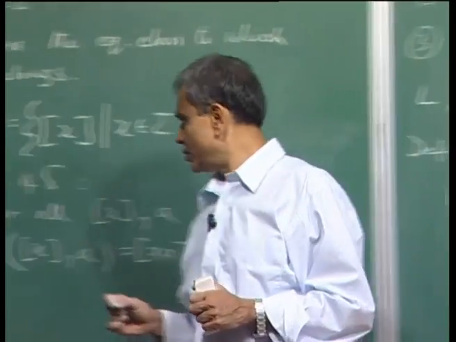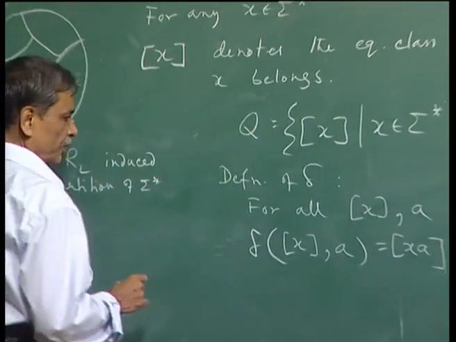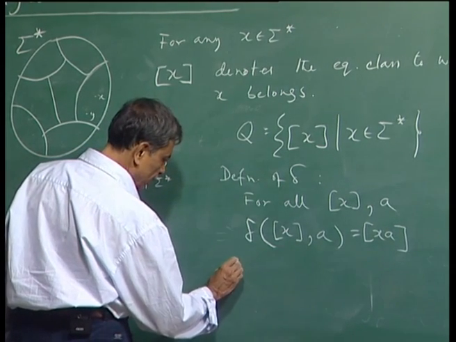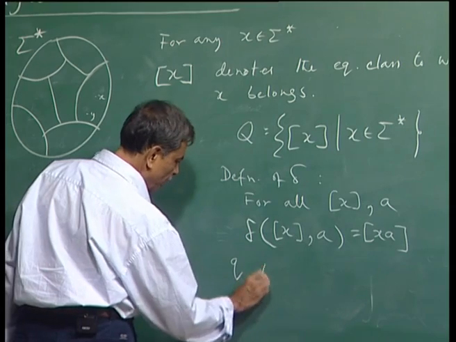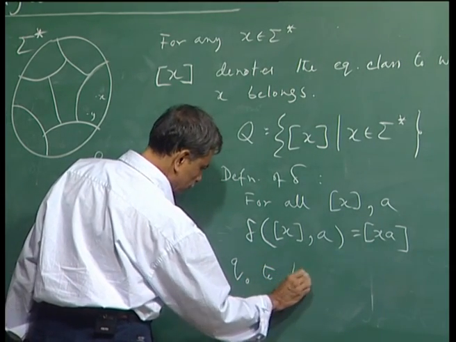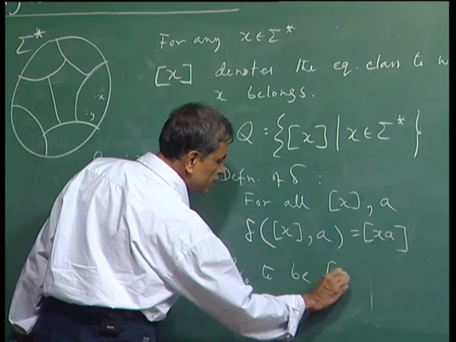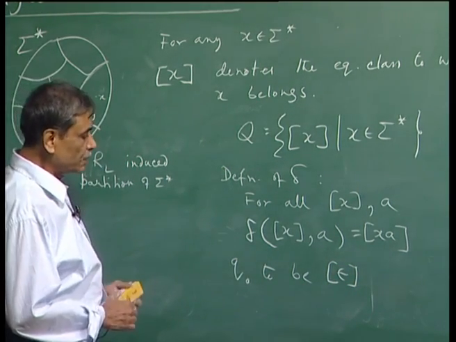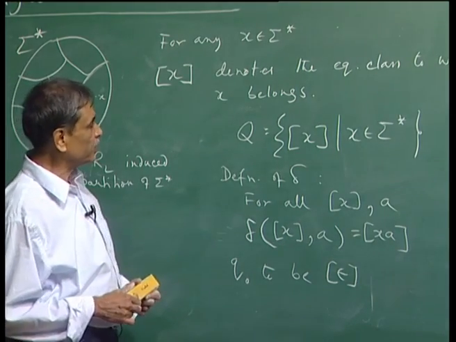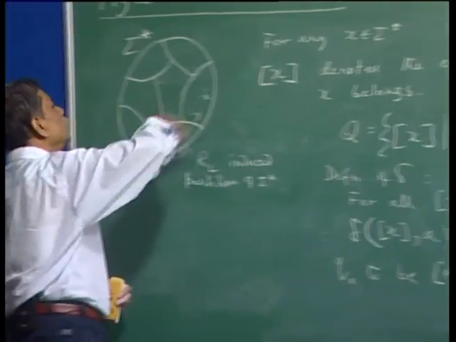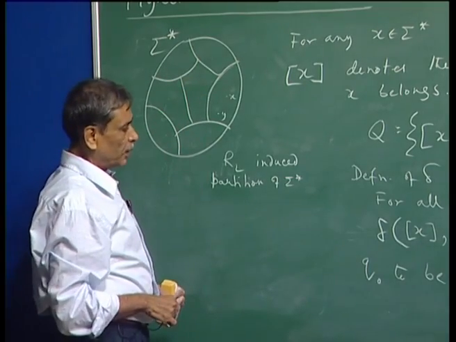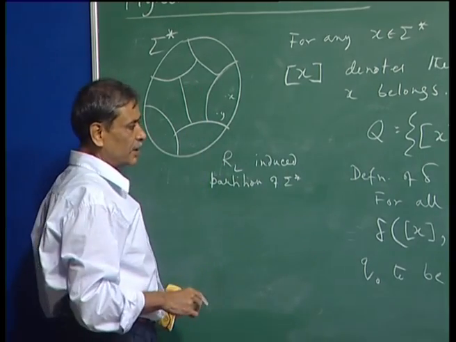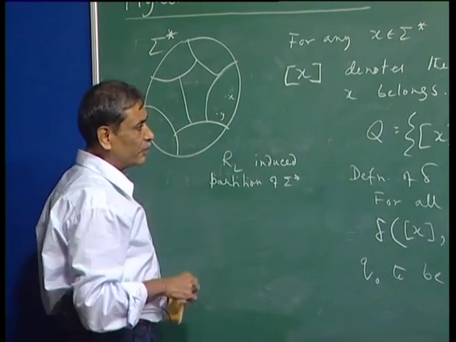Now, it should not be too difficult to see intuitively that if I take Q0 to be that state or that equivalence class to which the string epsilon belongs. Remember, epsilon is the empty string, and epsilon will be in one of these equivalence classes. That equivalence class is the initial state of the machine.